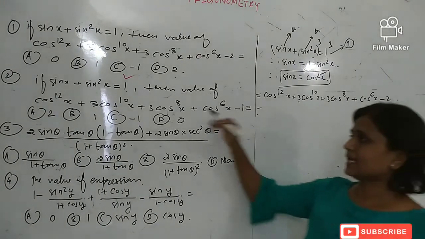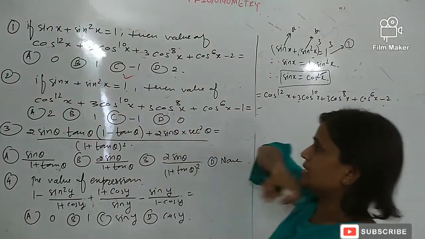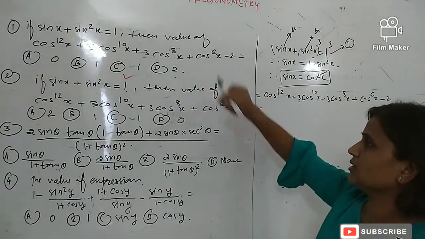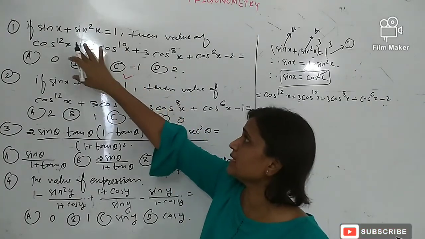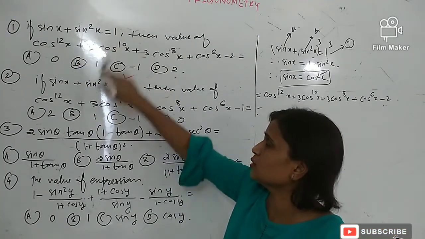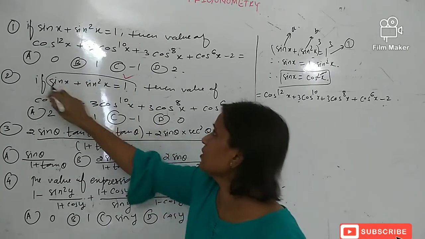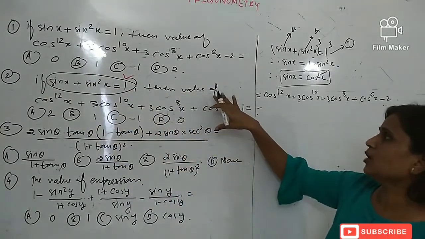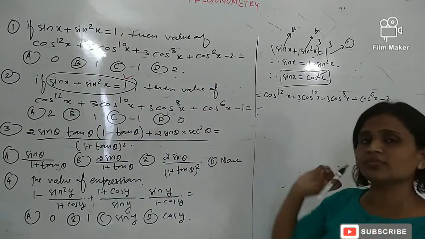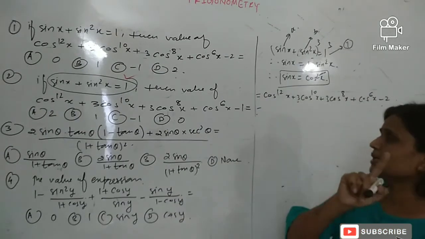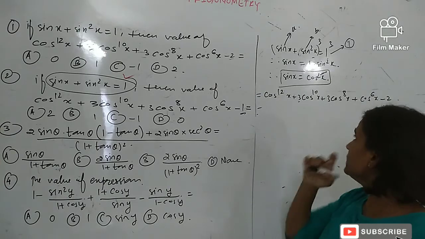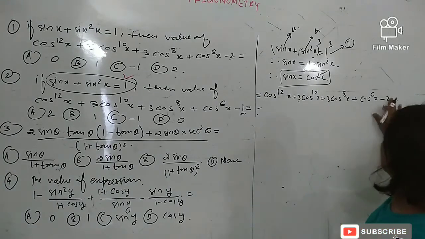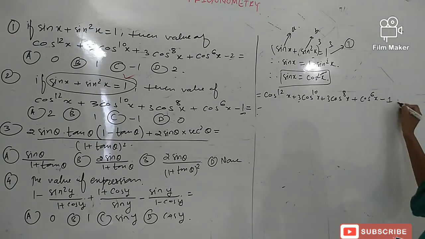Okay, next is the second question. The second question is just like the first question. It also gives the same expression as the first question, that sin x plus sin square x equals 1. Then find the value of this expression, which is in the form of cos. Only one number differs: here it is minus 2 and here it is minus 1. So just replace this minus 2 by minus 1.